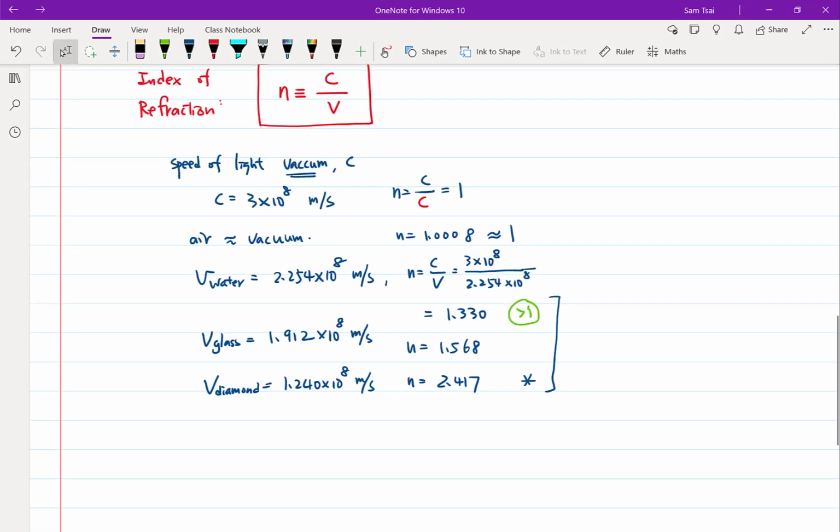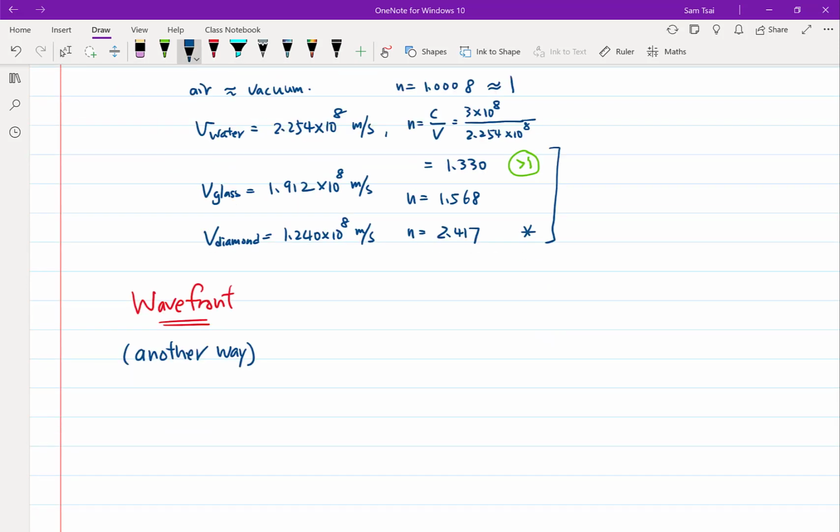And now we want to use another way to understand this, which is to use wavefront to understand refraction. For example, we have a medium. Here can be, say, air, and here is, say, water. And we have a light. The light is traveling from here, so we have one direction.